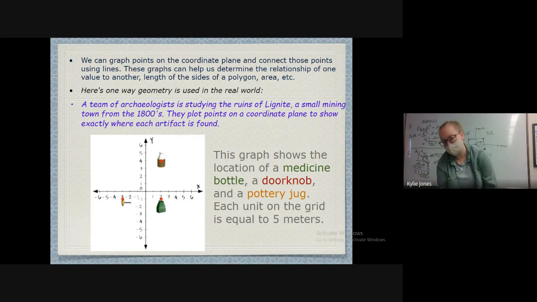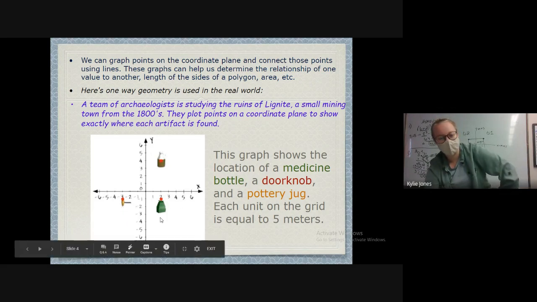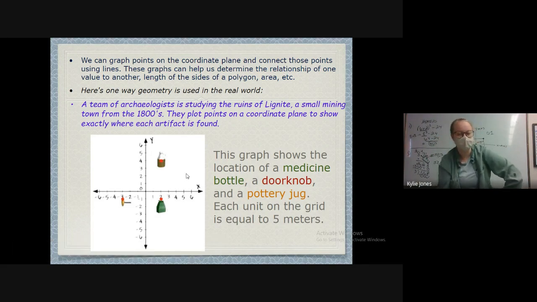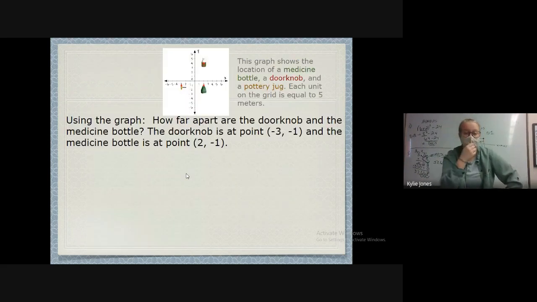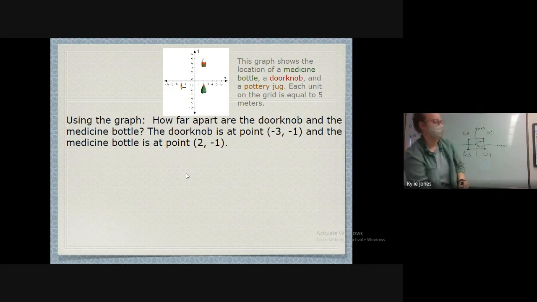So this archaeologist team found a medicine bottle, which is this top one right here, a doorknob, which is that bottom left one, and a pottery jug. Right? And then it says that each unit on the grid is equal to 5 meters. So we have lots of information here, but we could find out how far apart these things are. So on our next slide, it says, using the graph, how far apart are the doorknob and the medicine bottle? Okay, I think it actually does it for us. But we could figure it out. Let's look at the ordered pair and do it.